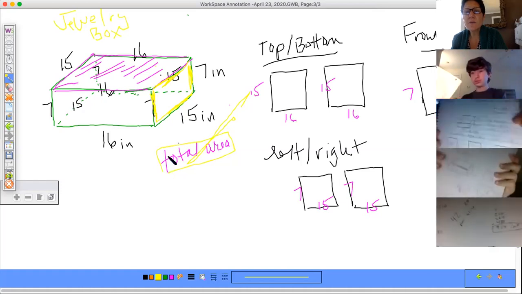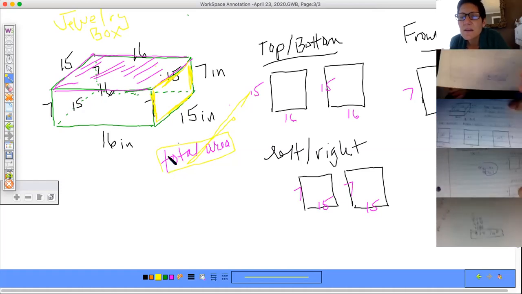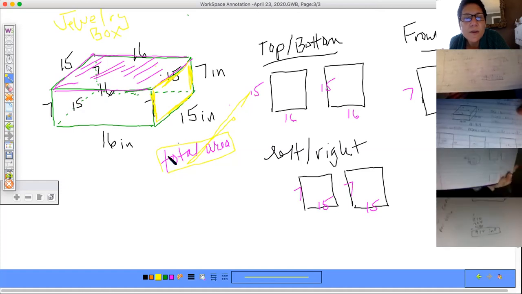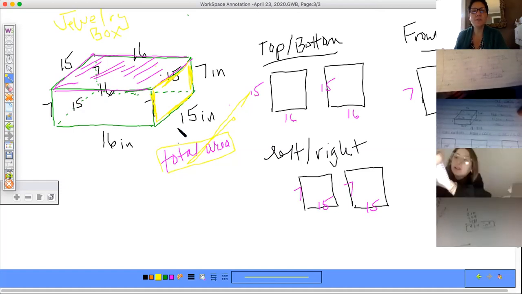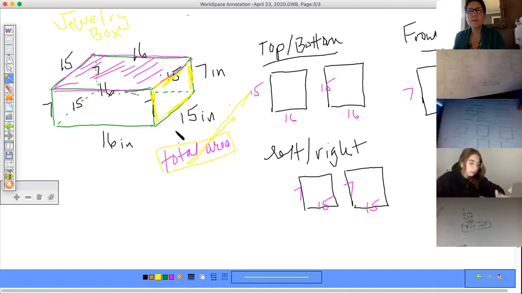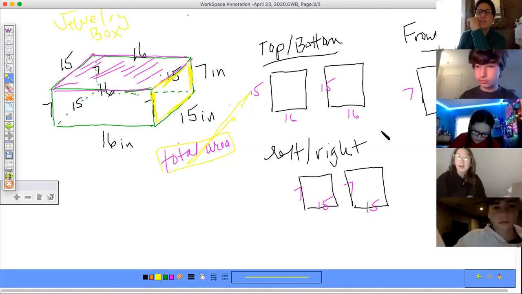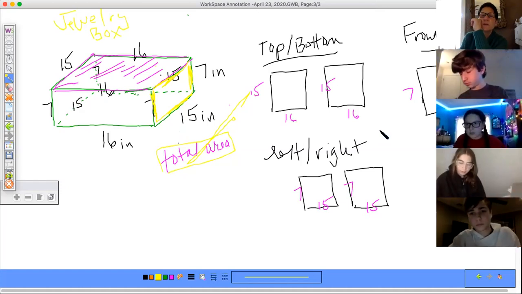In 3, 2, 1. Yep, keep it coming. Why did you not get that? What do we all have? 914. Can somebody yell at Harrison? What did you say? 914 square inches. Brianna, what did you say? 914. 914. So Sammy, you're the odd duck. What'd you get? I got like 400 something.